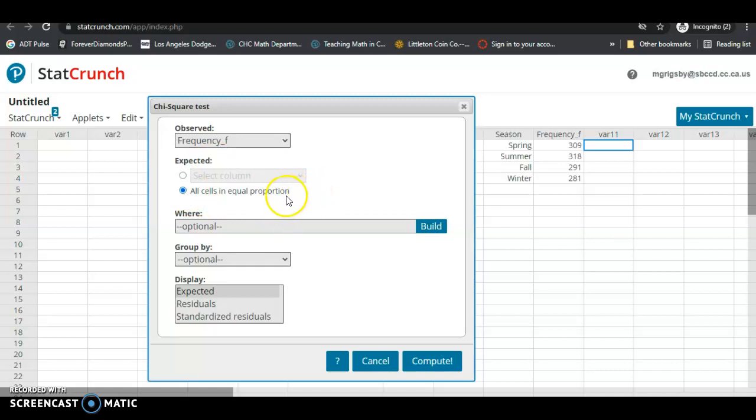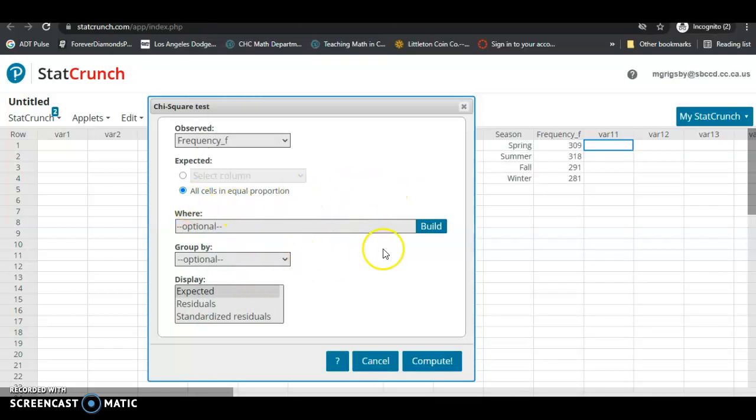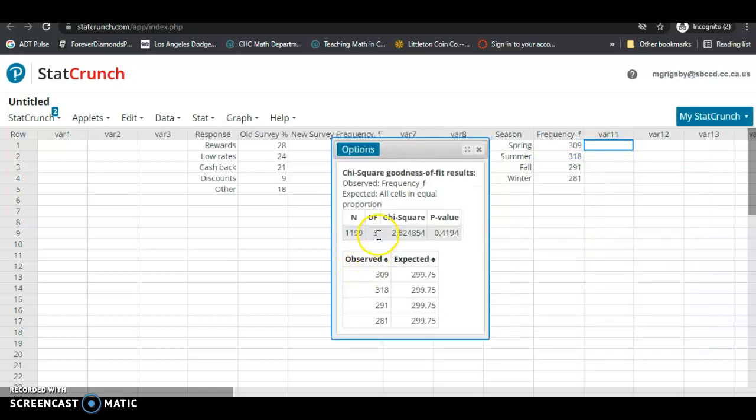StatCrunch knows that among the 1,199 homicides in our sample, it's going to divide that number by the number of seasons to get the expected frequency for each season. It does all that automatically, so you don't have to. We're going to click compute, leaving the display expected option pre-selected. It gives you a summary of your sample: the number of homicide crimes included, and the degrees of freedom. There were 4 categories, 4 seasons, so the degrees of freedom is 4 minus 1, which is 3.